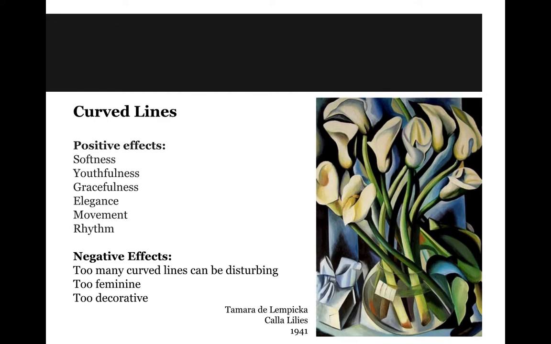So you can choose to write down 3 of these effects, or you can add more lines underneath if you want to add even more, but I'm just requiring that you write down 3 effects. So curved lines. Some of the positive effects of curved lines, they can give a sense of softness or youthfulness or gracefulness, elegance, movement, rhythm to a work of art. So if you want something to look like there is movement happening, or a sense of elegance to your work of art, using curved lines is a good trick to use.